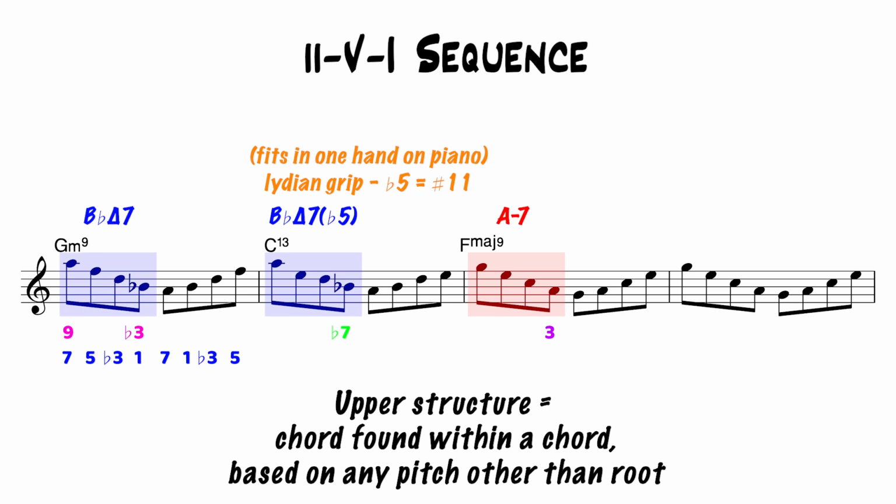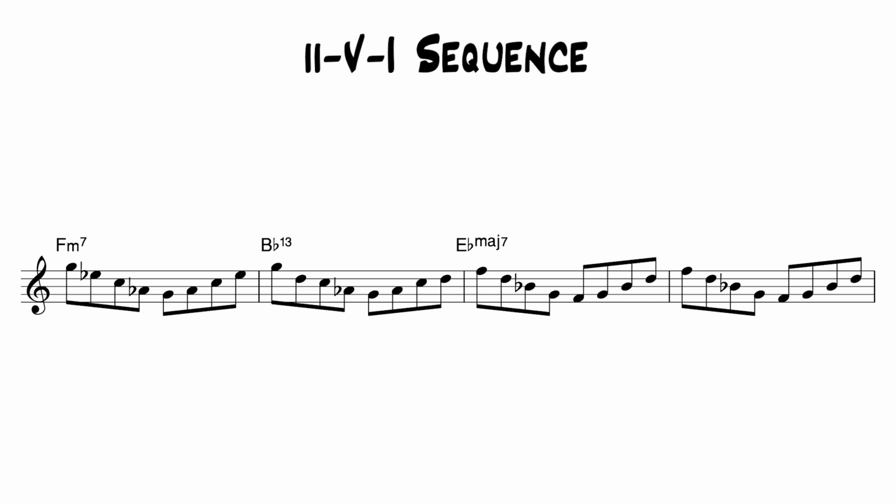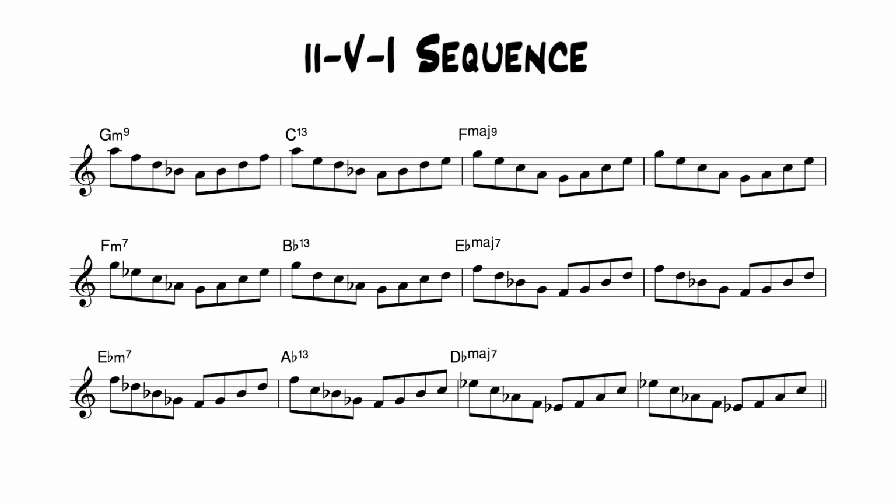After 2 measures of the 1 major 7 chord, the chord turns into a minor 7 chord, now functioning as the 2 chord, and the pattern resets. Let's hear all this one more time.